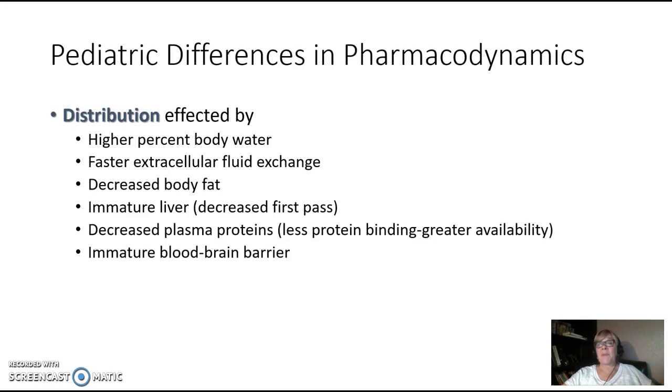If you remember that first pass, oral medications get picked up in the gut and first brought to the liver. Well, children have an immature liver, so there's less first pass effect. And if you remember protein binding, medications that are highly bound to protein are not available to work. Only the free medicine that's not bound is available to work. Well, children have less protein in their bloodstream, which means they're going to have less protein binding, so there's going to be more medication available to work.